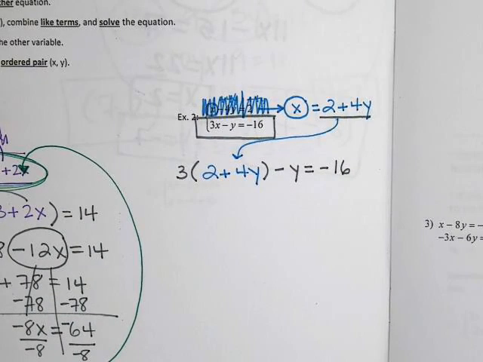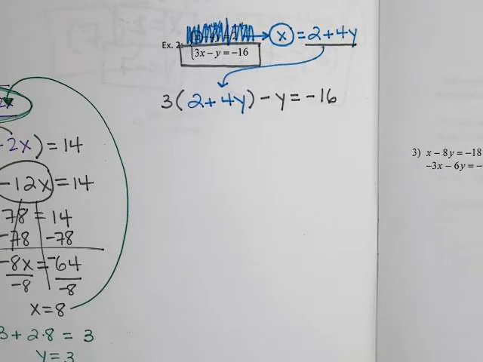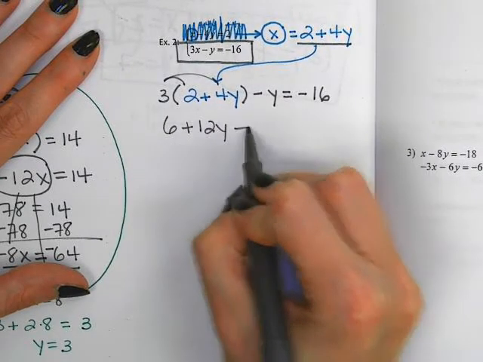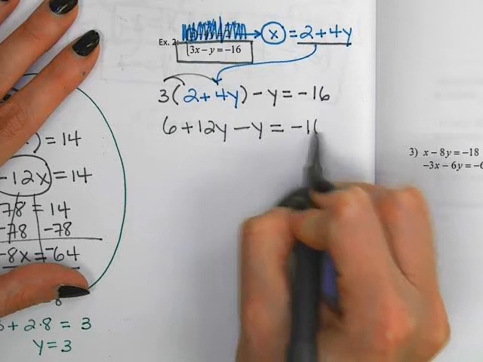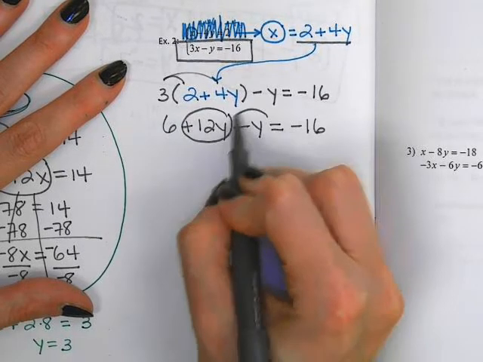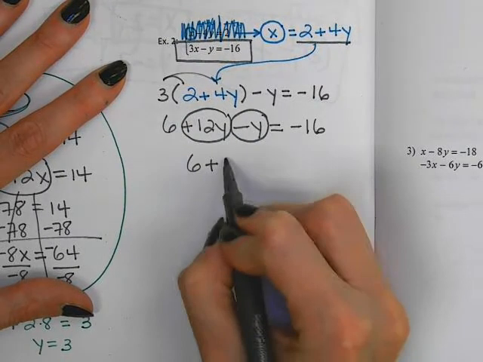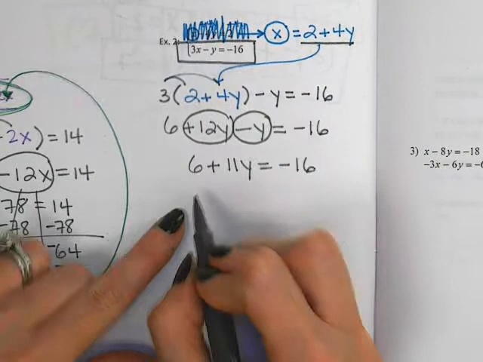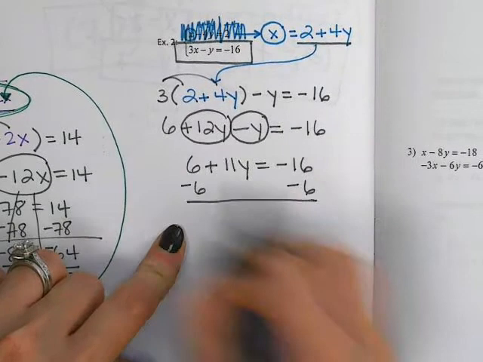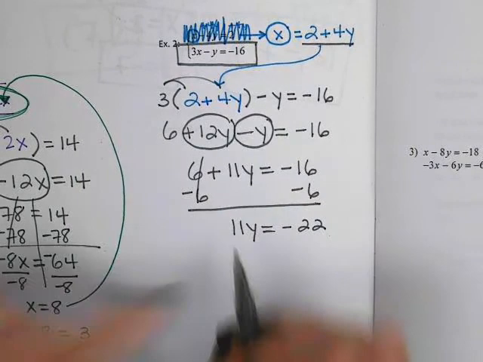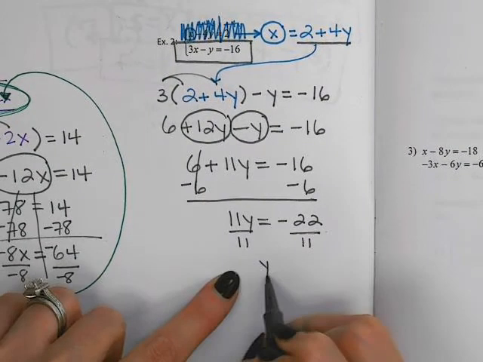Okay, so that's our substitution. And now the rest is easy. Just solve. So distribute. We get 6 plus 12y minus 1y equals negative 16. You got some like terms. 12y minus 1y is 11y. And then you're going to have to minus the 6, minus the 6. We get 11y equals negative 22. And then divide by 11. So y is negative 2.